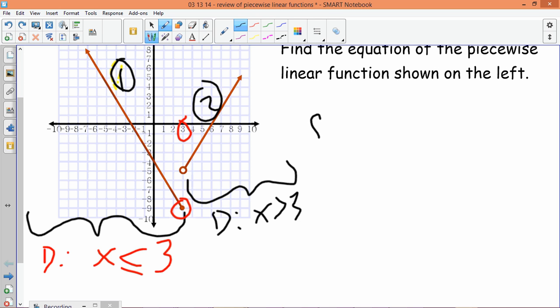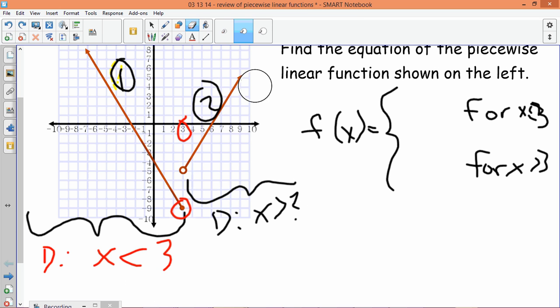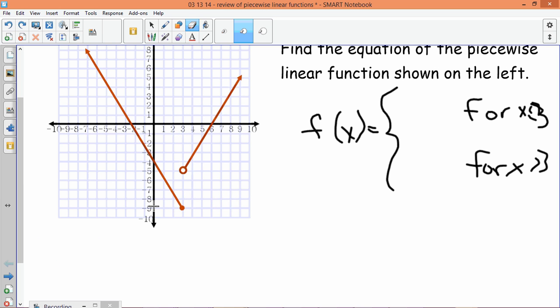I'm going to write f of x equals, leave room for my equations, and I know that I have to put, the first one is for x is less than or equal to 3. And the second one is going to be for x is greater than 3. I don't know what my equations are yet, but I know that that's what part of my piecewise function is going to look like. Now I do the rest. I'm going to erase everything here so I can see this clearly. And I need to figure out, let me first draw back in those numbers, 1 and 2.